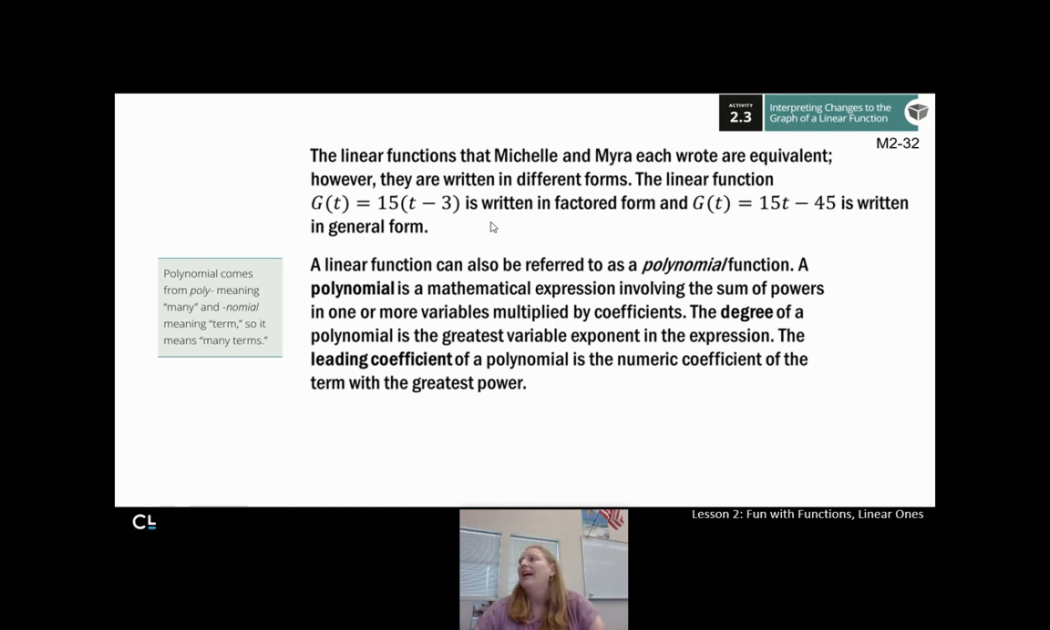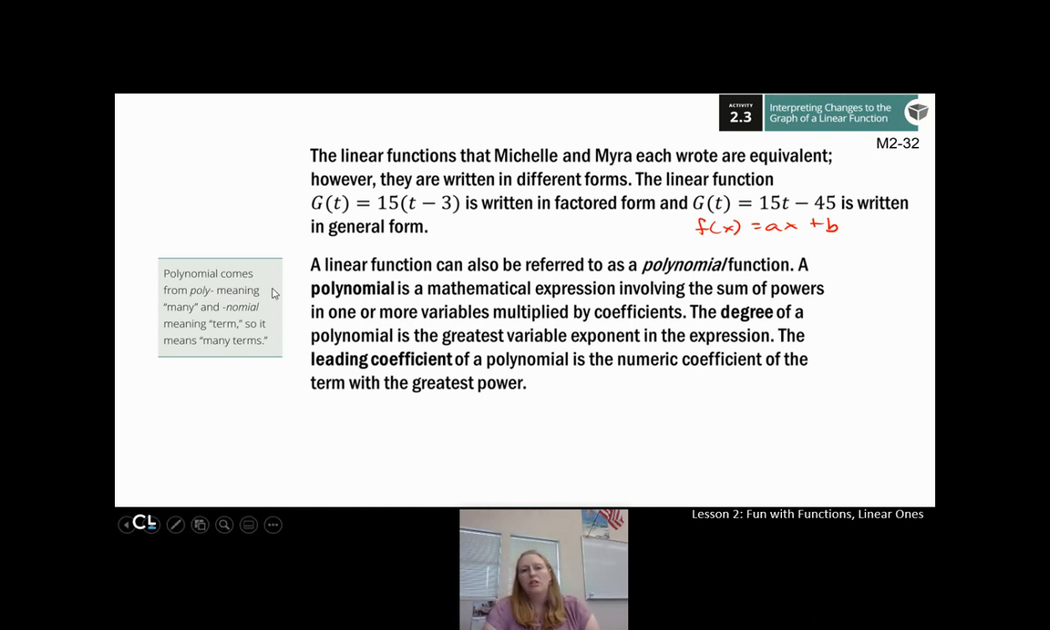And of course, Myra's version of it, you probably already recognize, g of t equals 15t minus 45. This is written in what we call general form, right? It's the general form of a function. It's totally the general form of a function, right? Because we know it's f of x equals ax plus b. And so you can see my a is 15, my b is a negative 45, all that good stuff is going on. Yay.